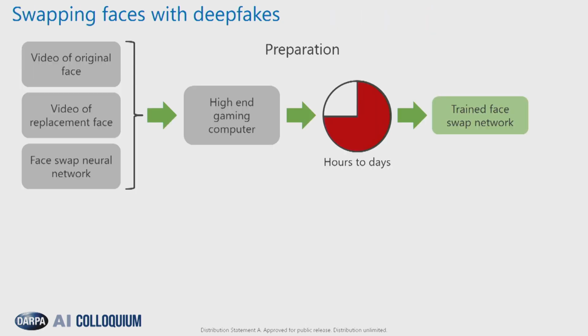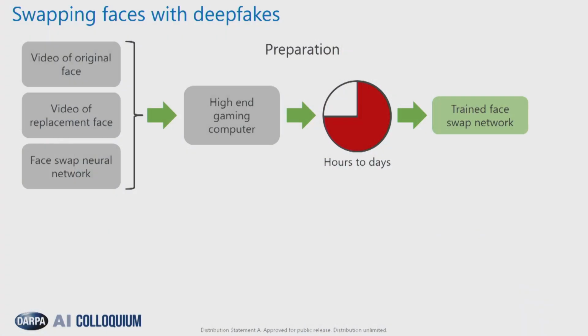So what does it take to create a deepfake? You'll need a few thousand frames of training data, both for the source face and for the target face, and you'll need access to the neural network software that will perform the swapping. But it has to be trained for those individual faces. And so to do that, you'll need access to a GPU, perhaps on a high-end gaming system. And it'll likely take hours to days worth of training time, depending on how much training data you have and the capabilities of your GPU. And then you'll have a trained face swap network.